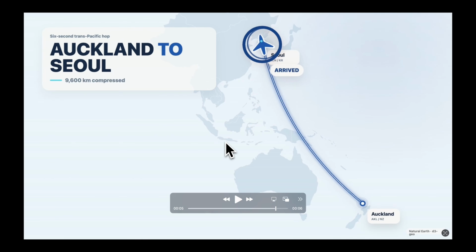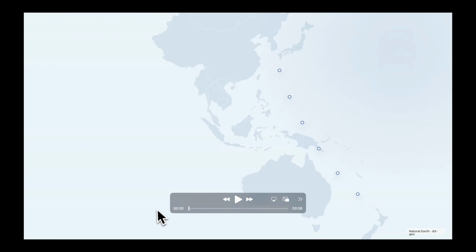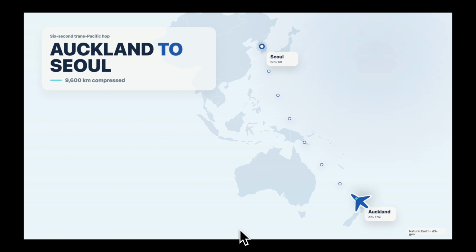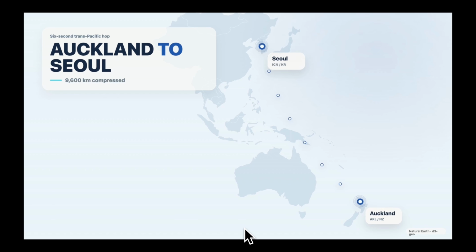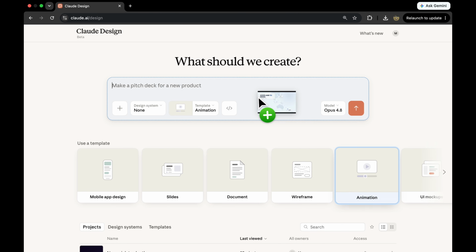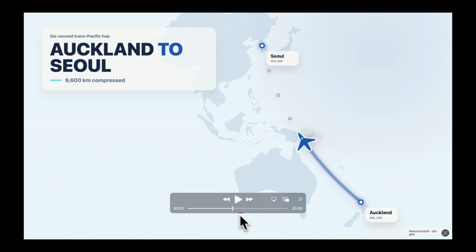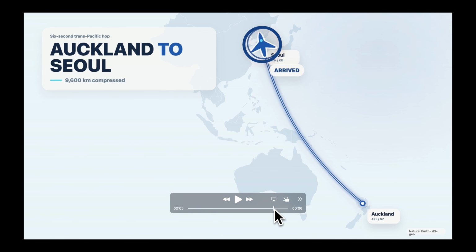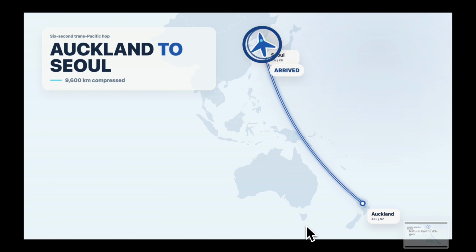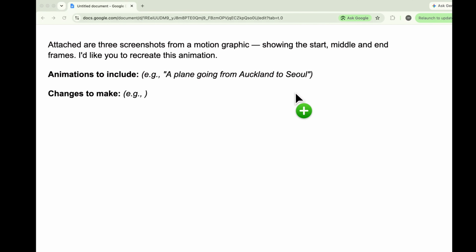Now, what if you have a really cool animation that you like, but don't know how to describe it, and you don't have the code? This is where method 3 comes in. You're going to take 3 screenshots, one of the starting frame, one of the middle frame, then one of the last frame of the animation that you want.